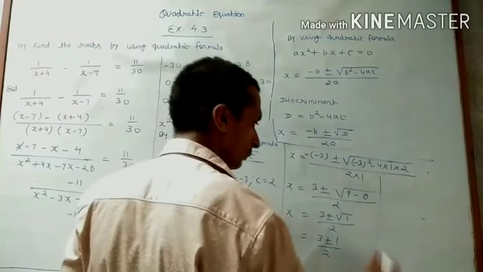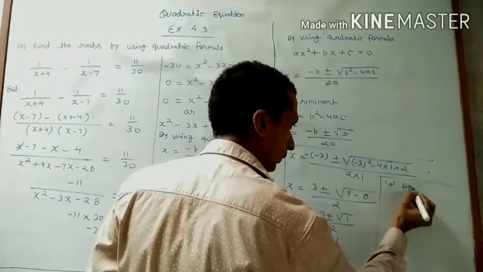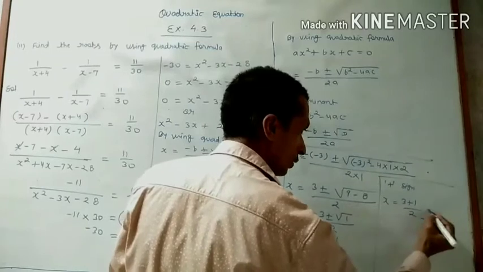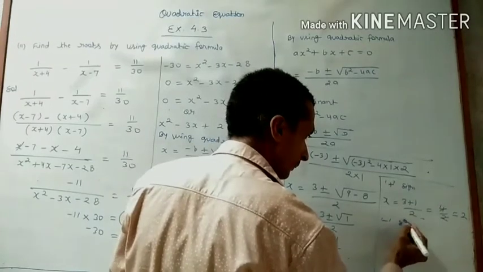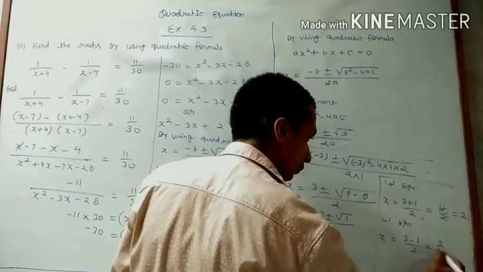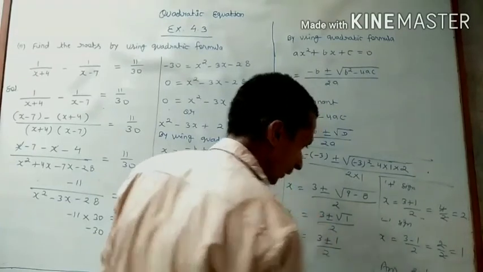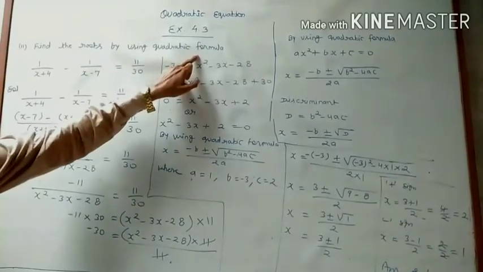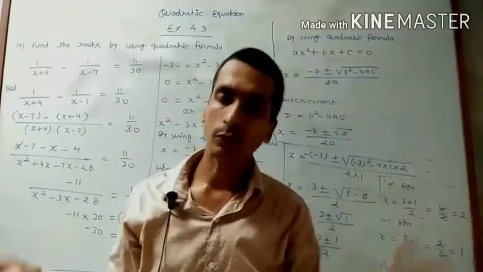So first you have to choose the positive sign. With the positive sign you will get x equal to 3 plus 1 upon 2. So how much? 4 upon 2, and that is 2. With the minus sign, x equal to 3 minus 1 upon 2, that is 2 upon 2, it is 1. So there are two answers: the first is 2 and the second is 1. This is the solution of this equation using the quadratic formula, x equal to minus b plus minus under root b square minus 4ac upon 2a.